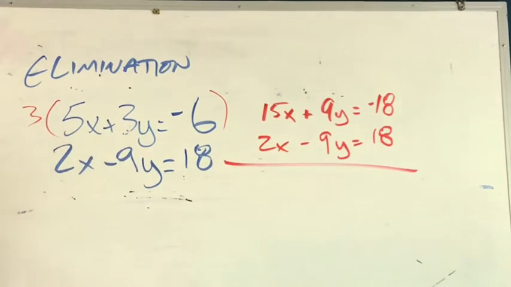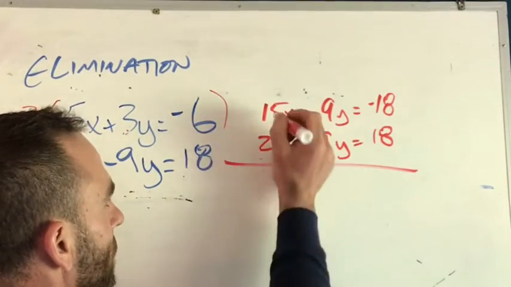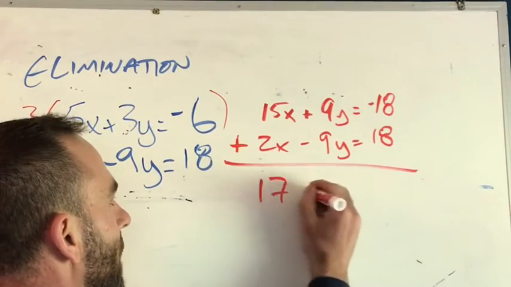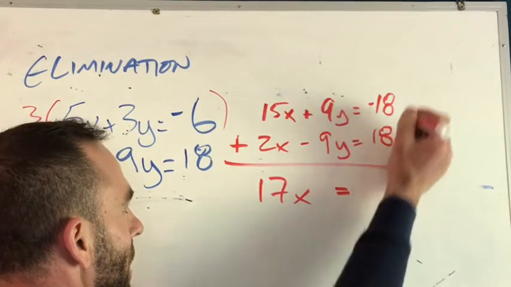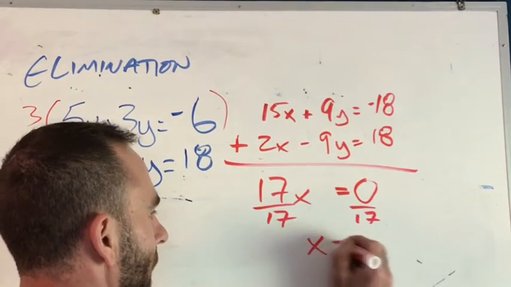And now what I can do is I can add these together because those guys are going to cancel out. So 15 plus 2 is 17x. The 9y and negative 9y cancel out. Negative 18 plus 18 is 0. I can still divide by 17, and I just get x equals 0.